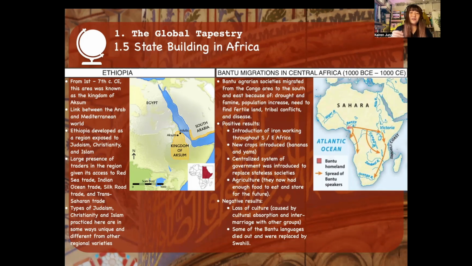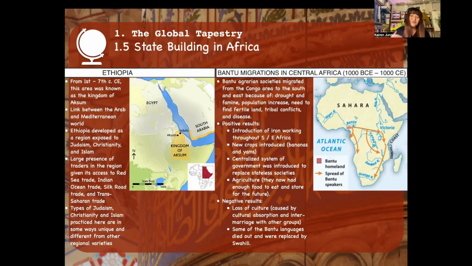The positives included introduction of ironwork throughout South and East Africa. There were new crops introduced like bananas and yams. Yummy. The centralized system of government was introduced to replace stateless societies, and then they had agriculture. They had enough food to eat and store for the future, and so where there is agriculture, there is civilization emerging.